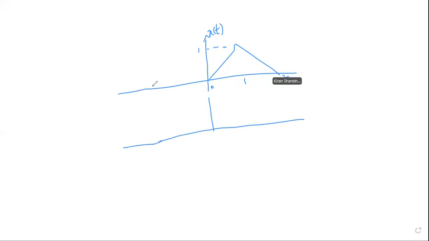How do I draw x of minus t, by the way? What is the meaning of x of minus t? x of minus t means whatever is there at t is now going to go to minus t. Whatever is at 0 is going to stay at 0. Whatever is there at 1 is now going to come to minus 1. Whatever is at 2 is now going to go to minus 2. So see here, now I have drawn x of minus t. It is the mirror image of x of t. Are we cool?